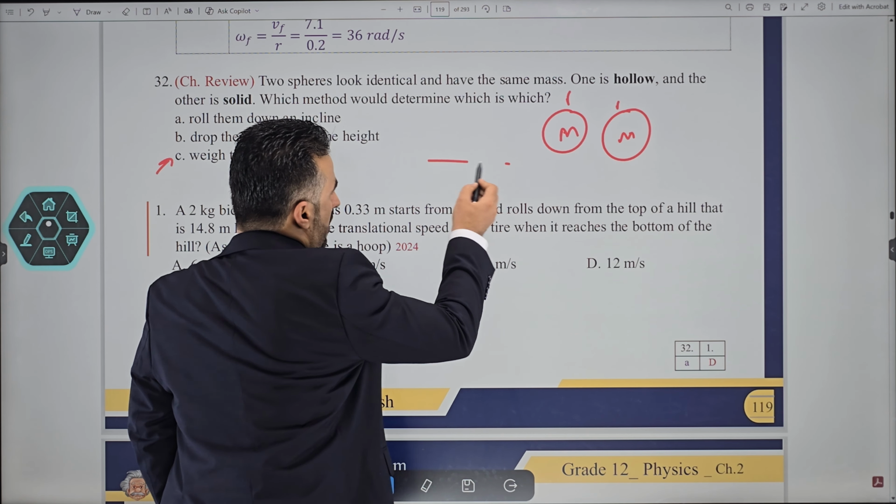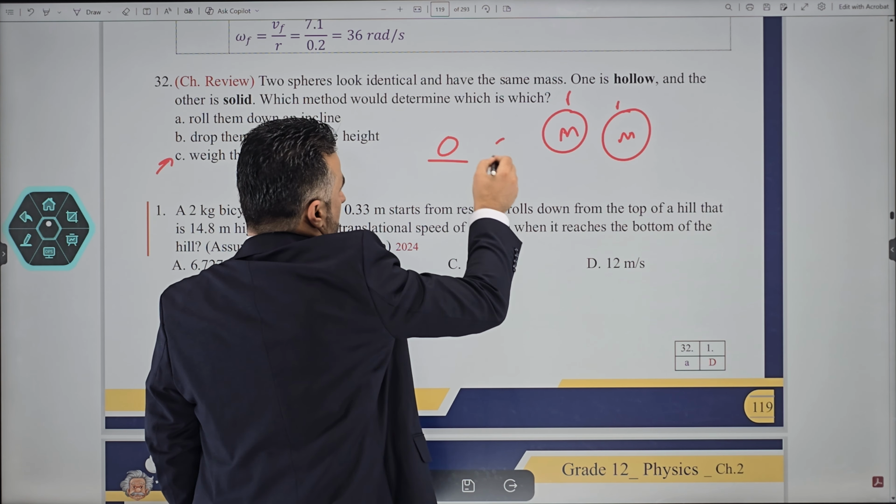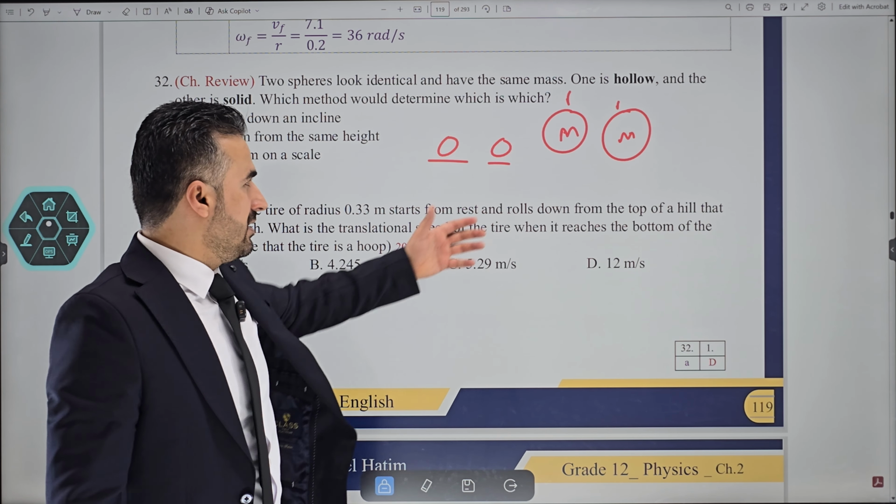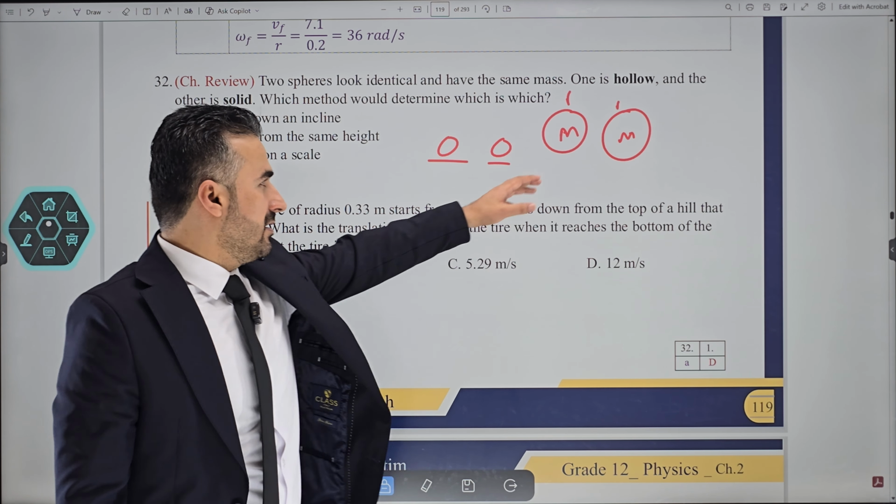Actually, if we weigh them both on a scale, because they have the same mass, would the scale tell any difference? Can the scale tell us which one is which? No, because weighing them on a scale is the same as putting them on a balance, like a spring balance or whatever. Because they have the same mass, the balance would of course show no difference here. So option C does not help us to see which one is the hollow, which one is filled.